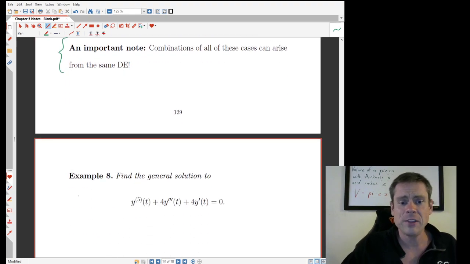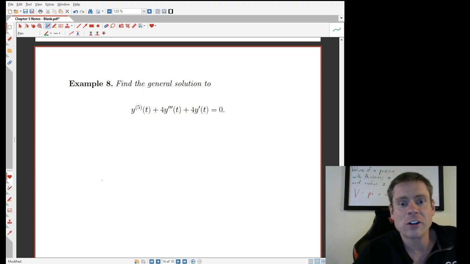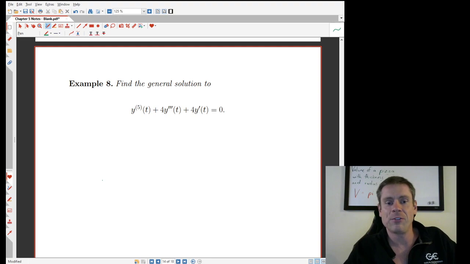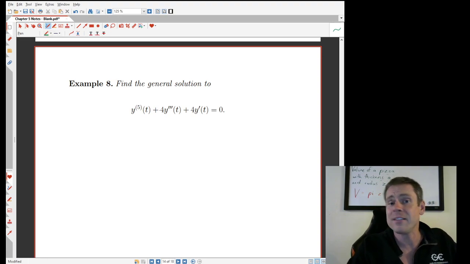Okay, let's do these examples. It's not going to be too bad. Find the general solution to fifth derivative of y plus 4y triple prime plus 4y prime equals 0. So seeing that it's linear, seeing that it's homogeneous, I'm going to jump to that characteristic equation.